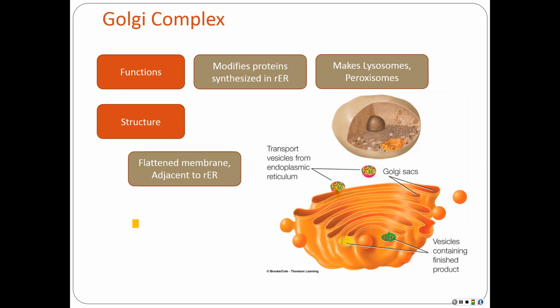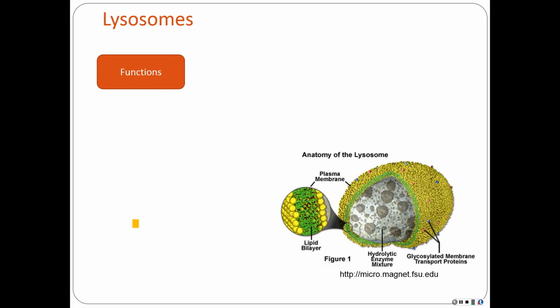Okay? They come in from the rough ER in a vesicle, get processed in the Golgi, sorted off, and then repackaged in a new vesicle. That vesicle may be incorporated into the cell membrane, or secrete those contents out into the extracellular fluid outside of the cell. Or they may temporarily hang around in the cell to work as these other organelles called lysosomes and peroxisomes.